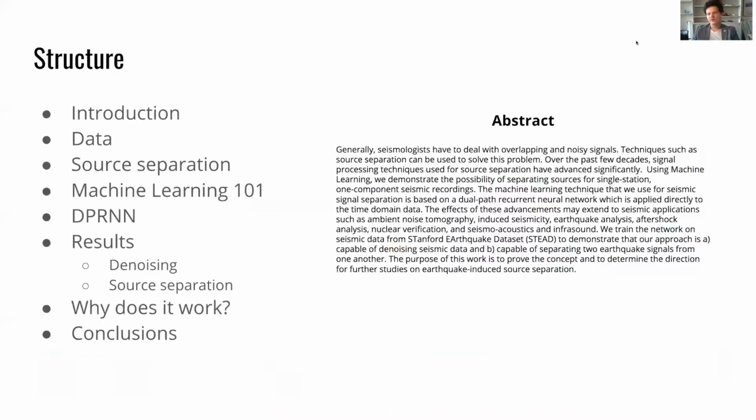This talk will be structured as follows. I will give you some introduction. I'll explain what kind of data we use and what source separation is. And we'll quickly go through what machine learning is and what type of architecture this dual-path recurrent neural network is. And then I will present you some results on denoising and source separation and try to explain how and why it works. And in the end, I'll draw some conclusions.